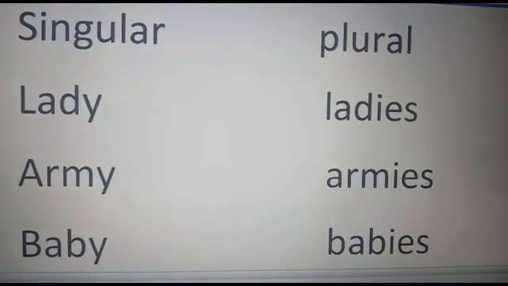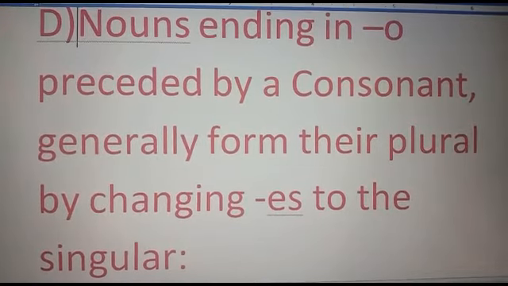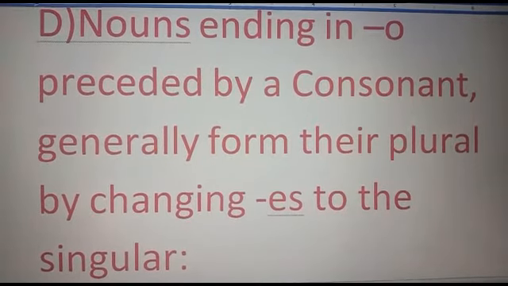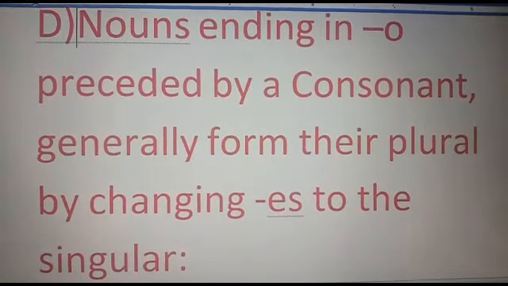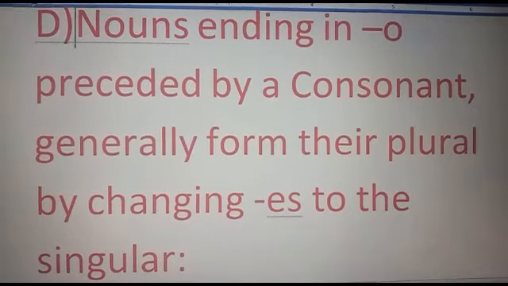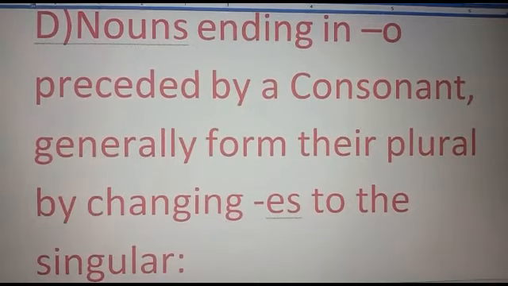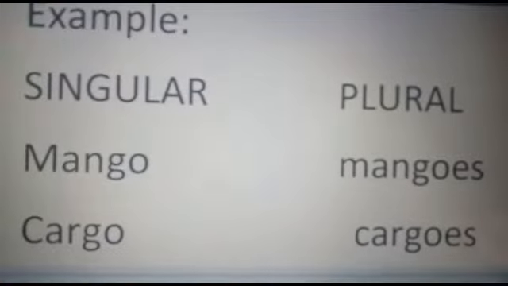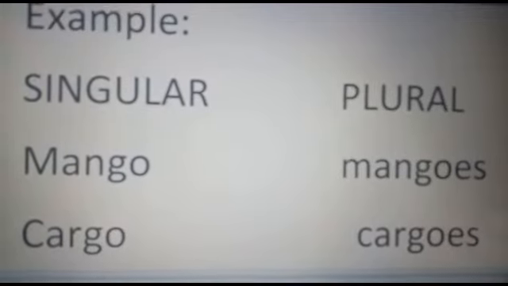Now we'll be talking about the nouns that end in o preceded by a consonant. They generally form their plurals by adding es to the singular. They're trying to say that if you have a noun which ends with an o, and it is preceded, preceded means one letter before o is a consonant, it will get changed by adding es.